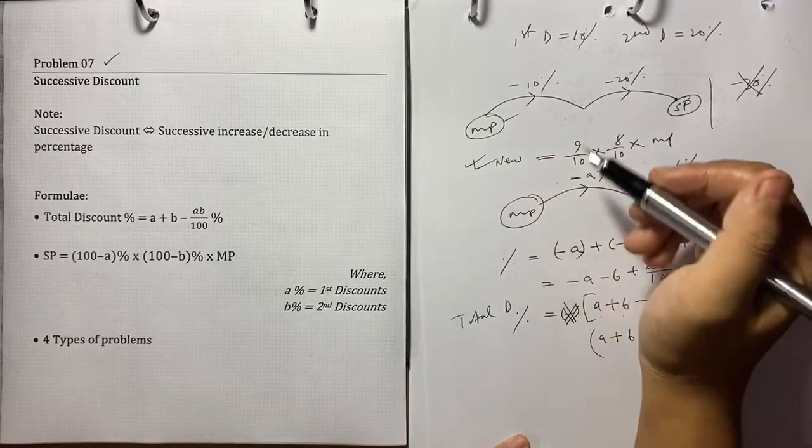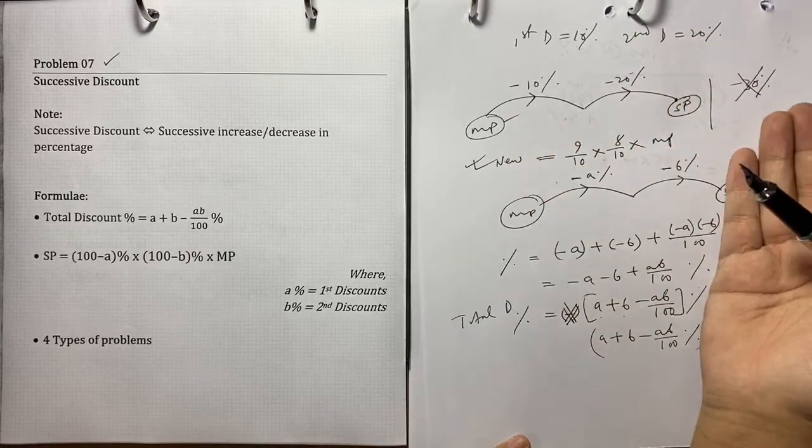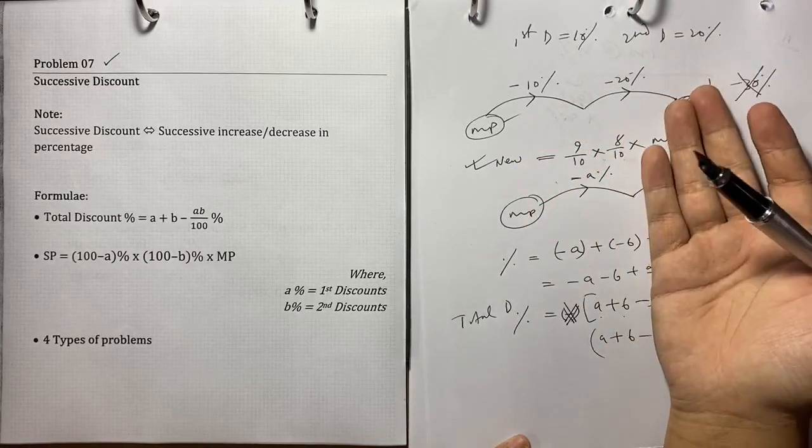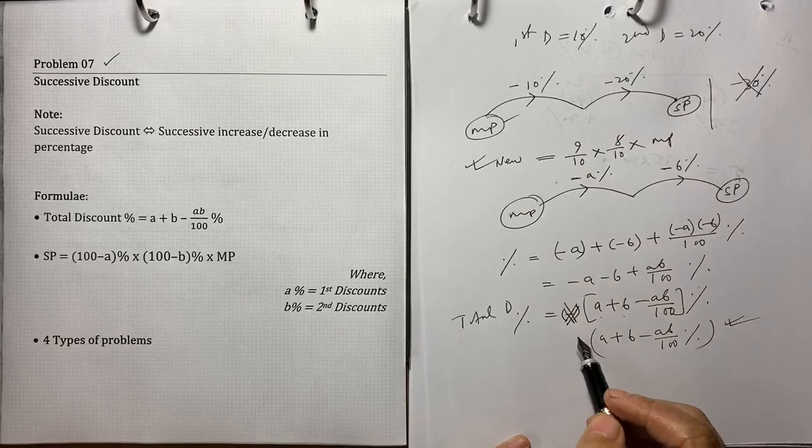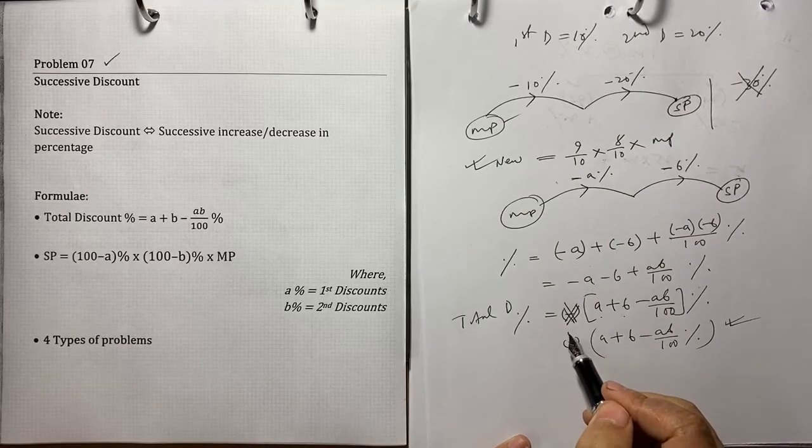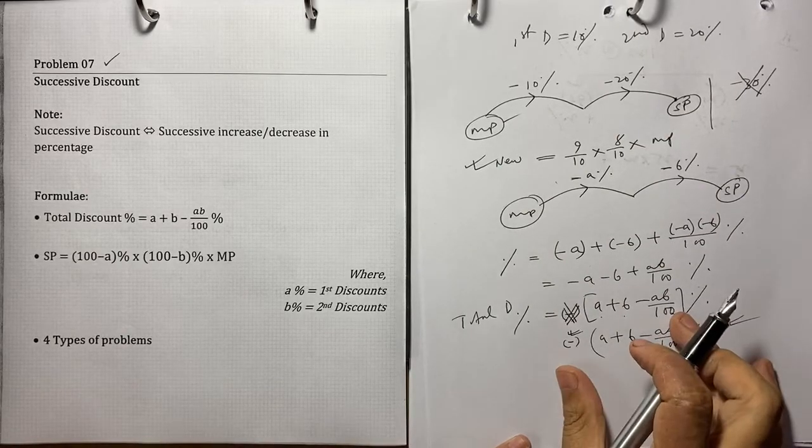You can still take the sign either way, but you will get the minus sign because a discount is a decrease.